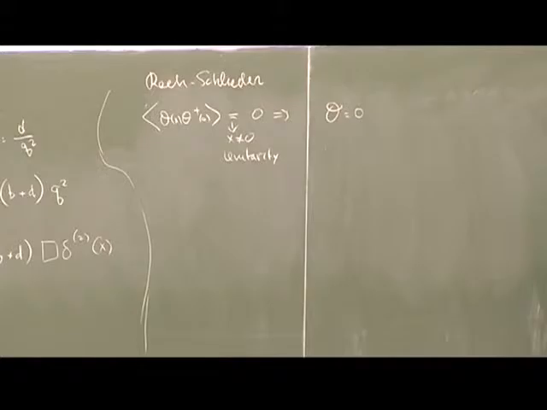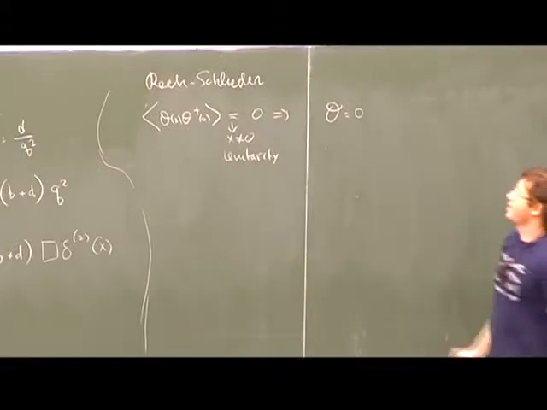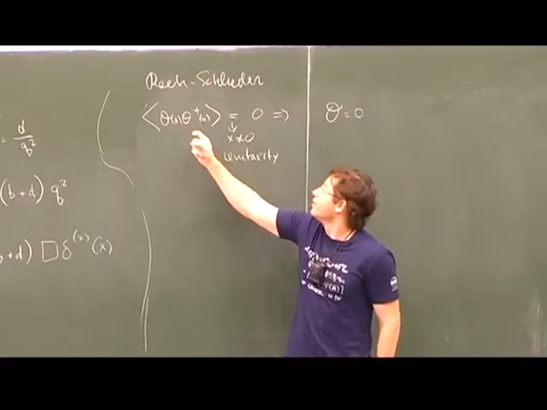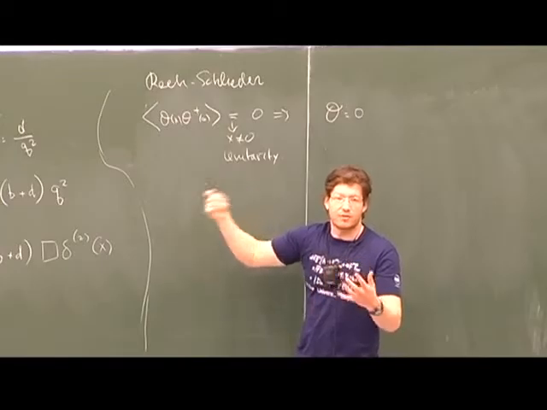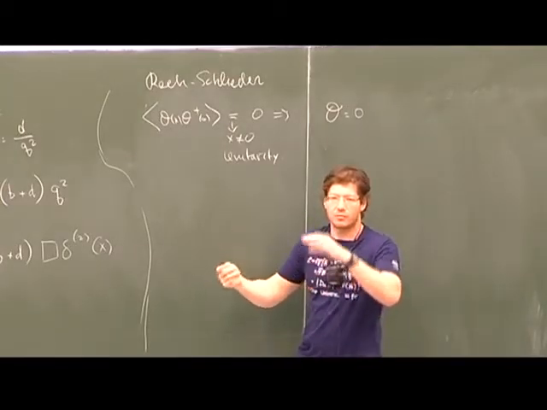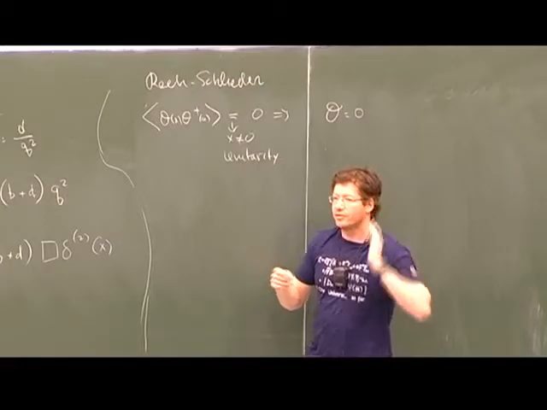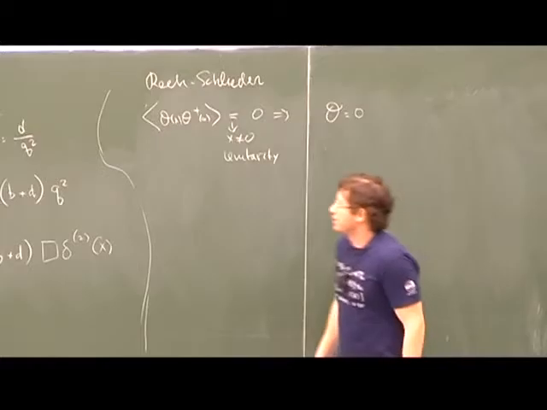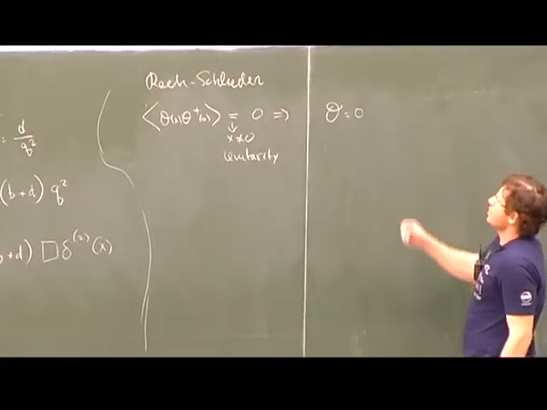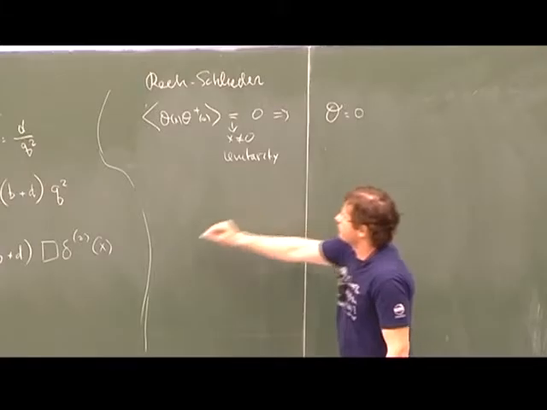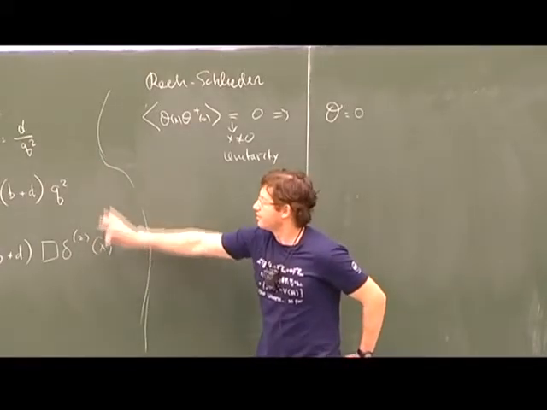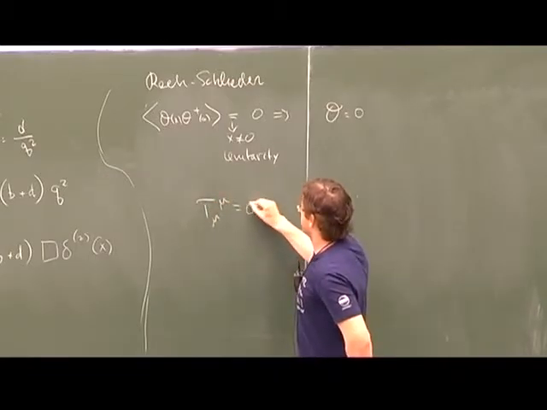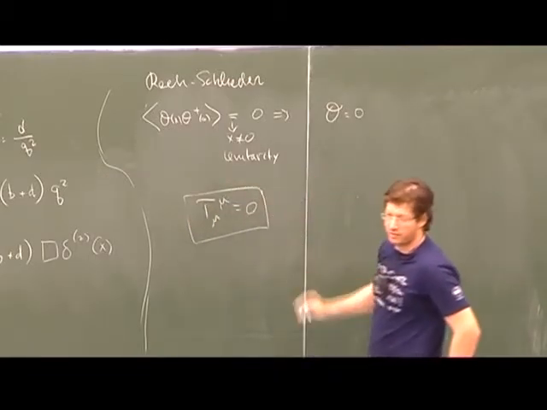Okay, this is something that is intuitively almost obvious. The reason is that you can insert a complete set of states between O dagger and O. So you see that O does not create anything from the vacuum. Anything that O creates from the vacuum is orthogonal to any physical state. So that more or less is tantamount to saying that O is trivial. And therefore, one finds from this completely straightforward manipulation that the trace of the energy momentum tensor needs to be zero in any scale invariant theory.